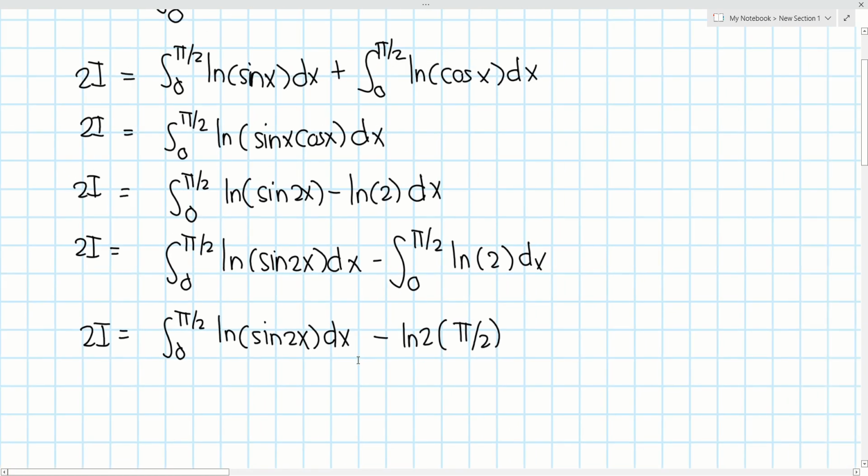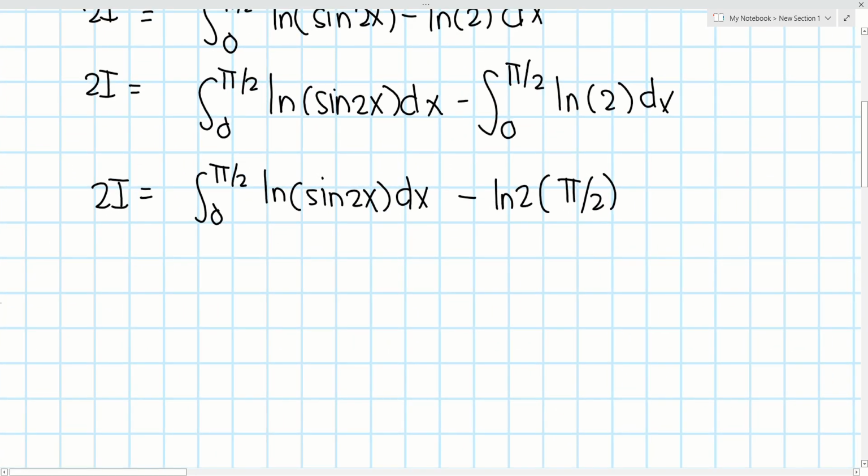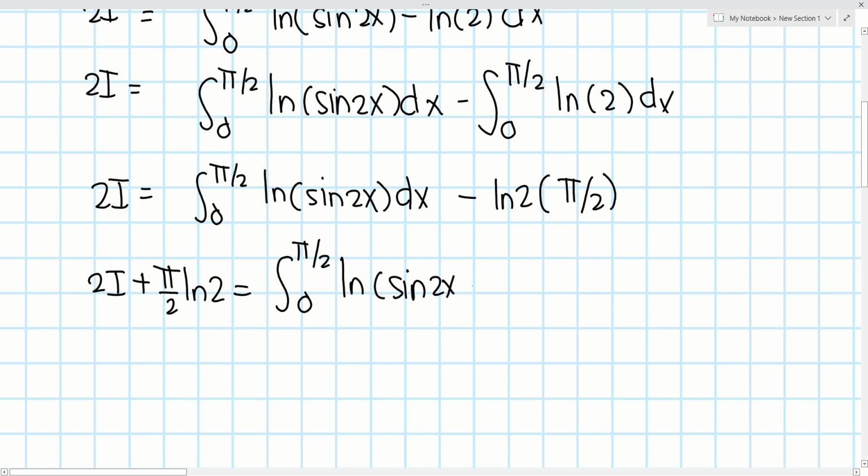Okay, nice. And then what you could do is we transpose it. For now let's transpose it. So 2I plus ln of 2 plus pi over 2 ln of 2, and then it's equal to this one, 0 to pi over 2, and then ln of sine 2x dx.